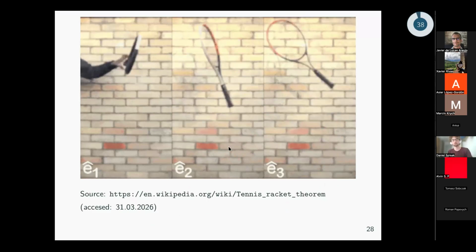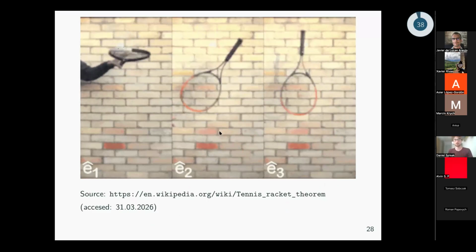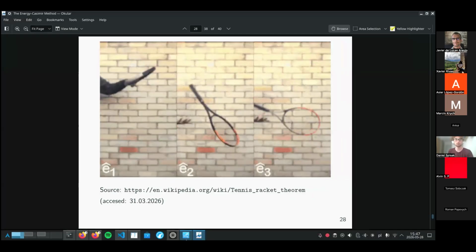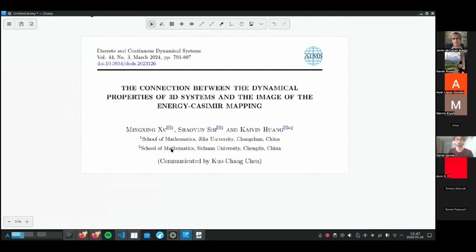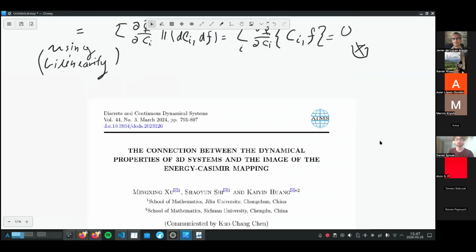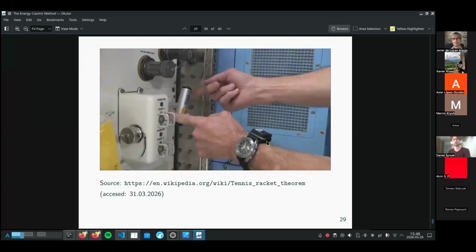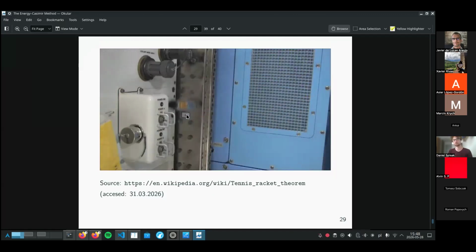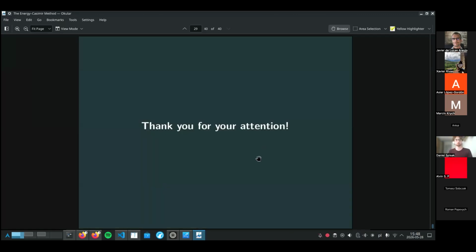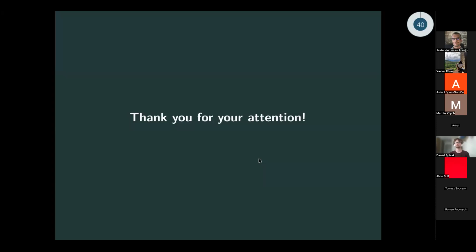This is called the Dzhanibekov effect, and you can show this by linearization, or using the recent discoveries by Xiu, Shi, and Huang. Instead of calculations, you can just study the topology of fibers of the Energy-Casimir mapping, and just do a stability proof by drawing. And this is another example of the Dzhanibekov effect. So yes, thank you for your attention. If you have any questions, feel free to ask them.